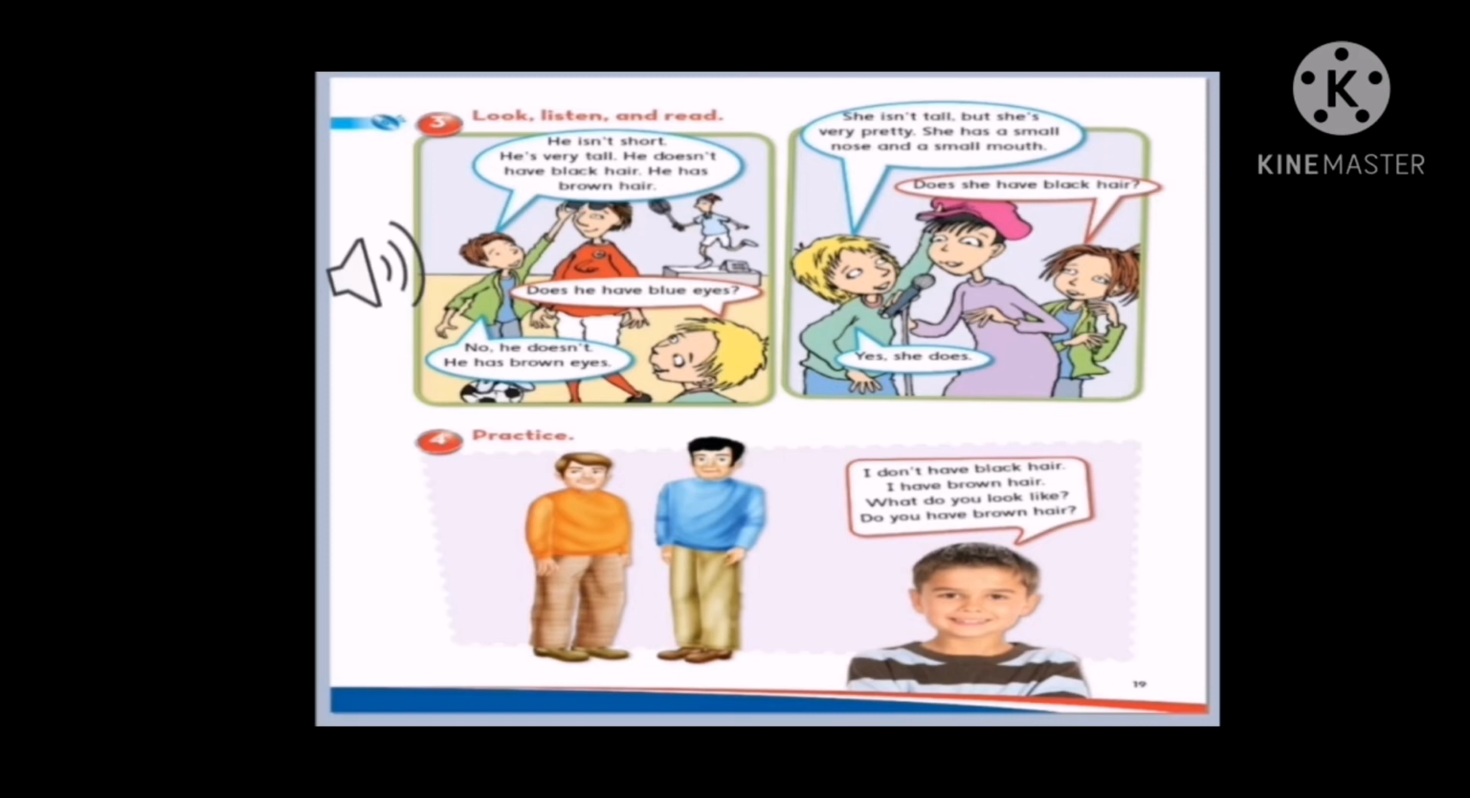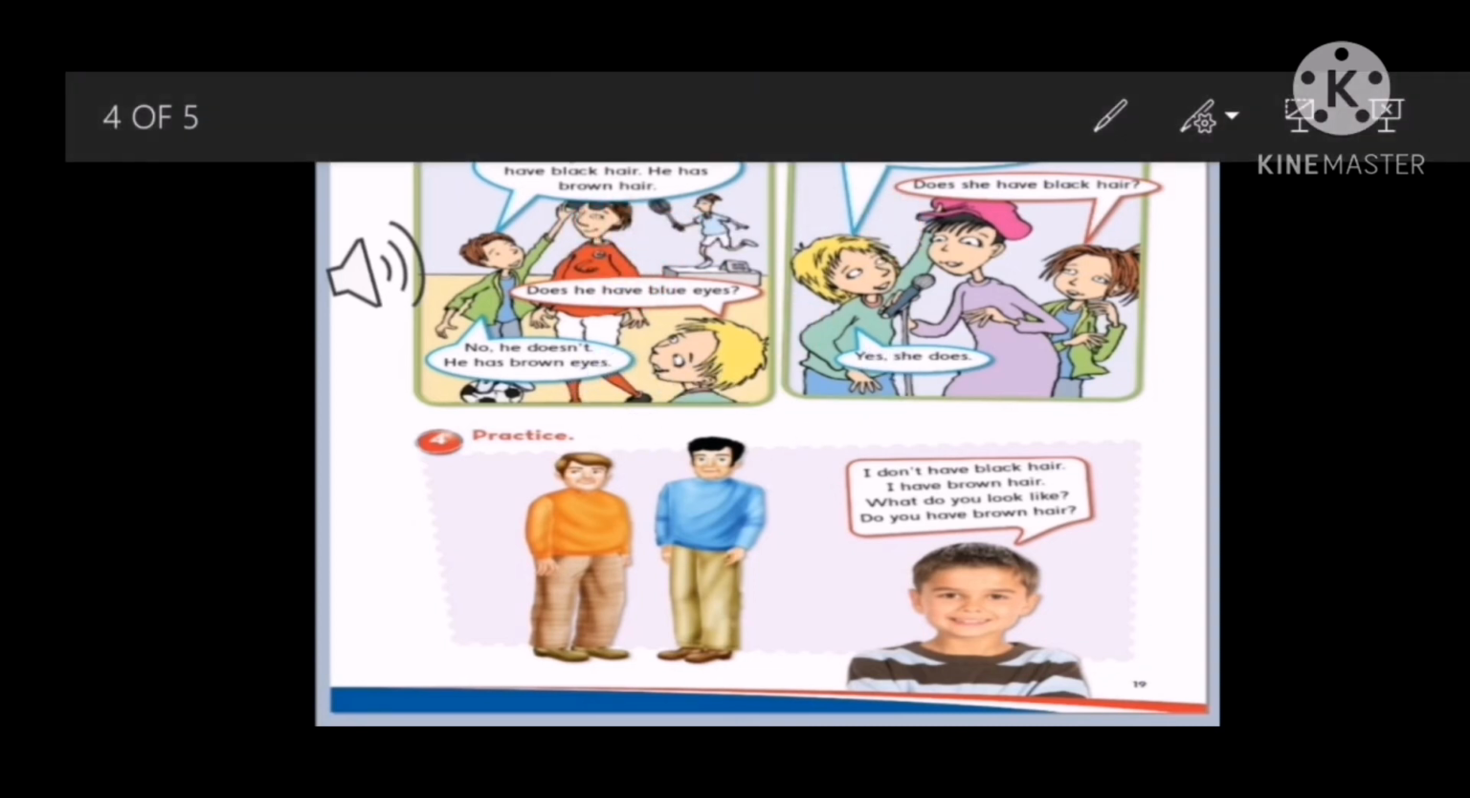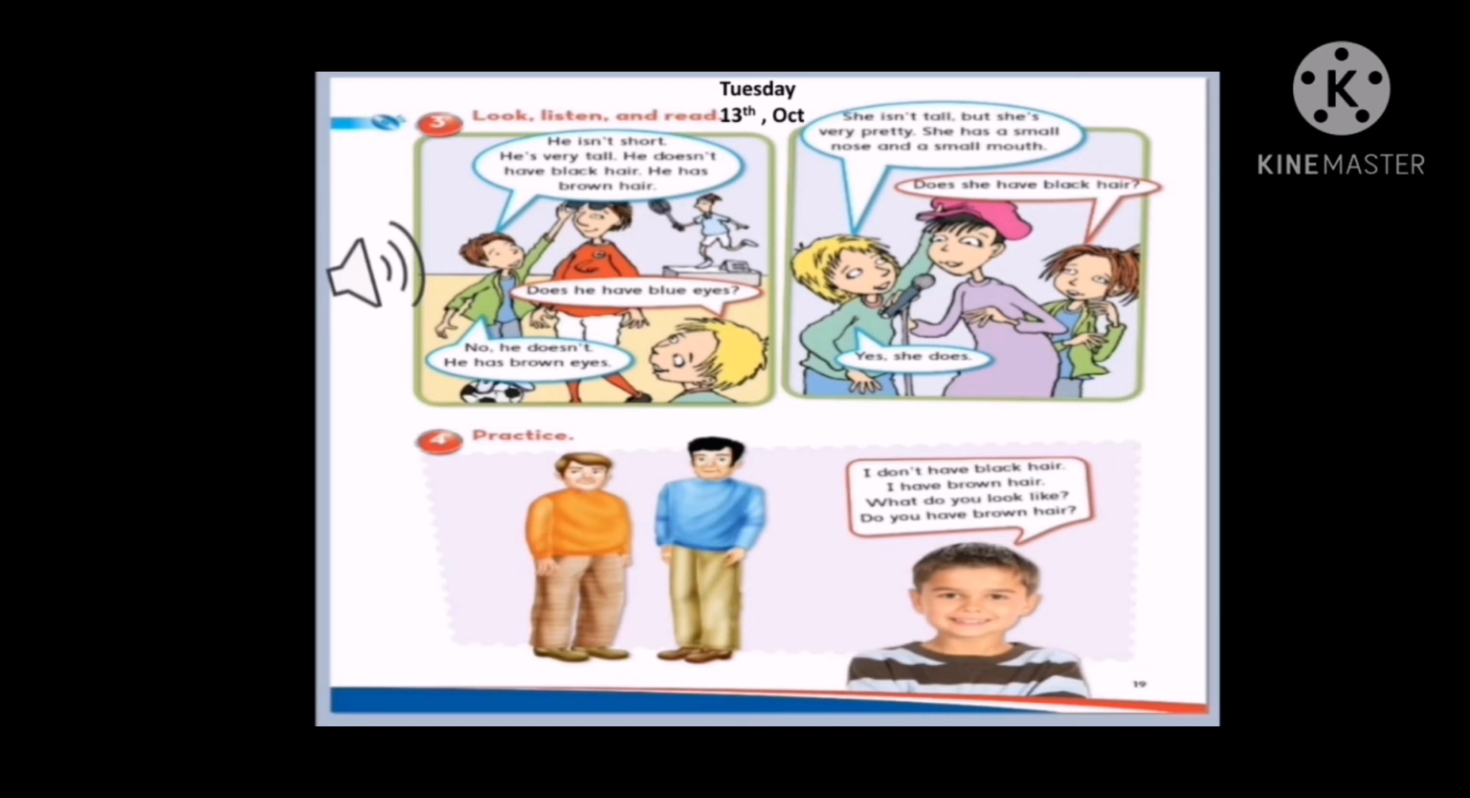يلا خلينا كلنا together نعمل underline على ال adjectives. Let's find out the adjectives. Where are the adjectives in these two pictures? Here we have short, tall, black, brown. Excellent. These are the adjectives. So underline the adjectives.